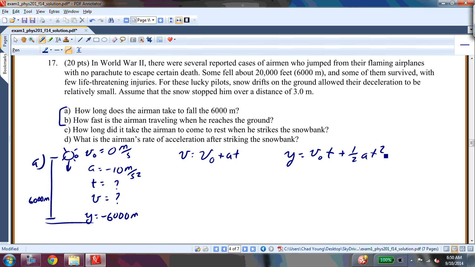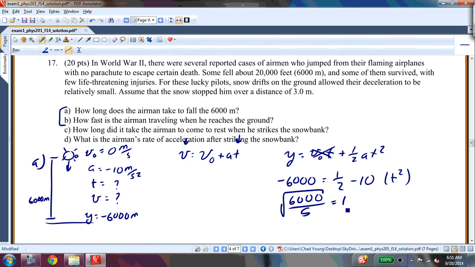All right, so let's see. I don't know t or v. But I know everything in this equation except for t. So I can go ahead and solve this equation for t, which will answer question A. So y is equal to negative 6,000. This term goes away, equals 1/2 of negative 10 times t squared. And let's see, so that's 6,000 over 5. The negatives go away. Square root of that equals t.